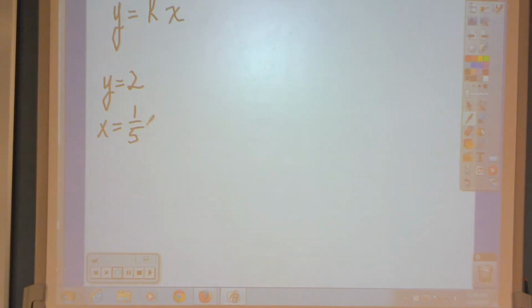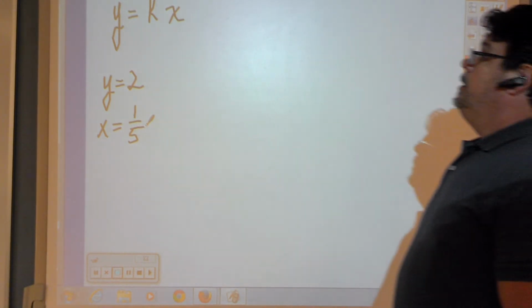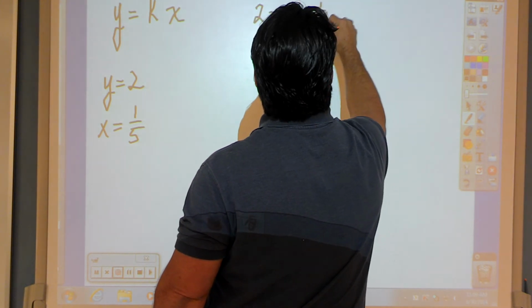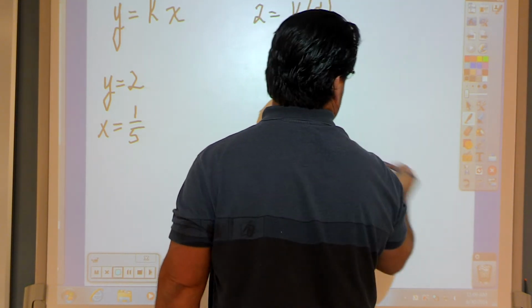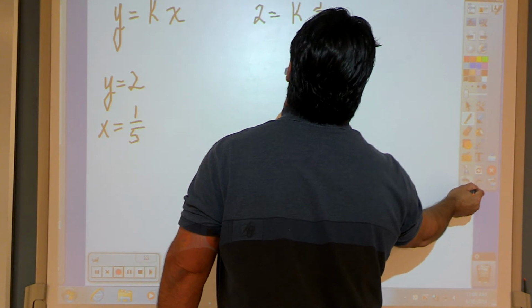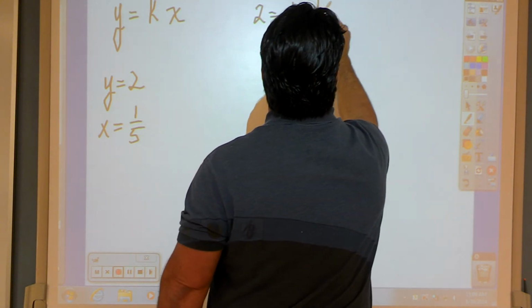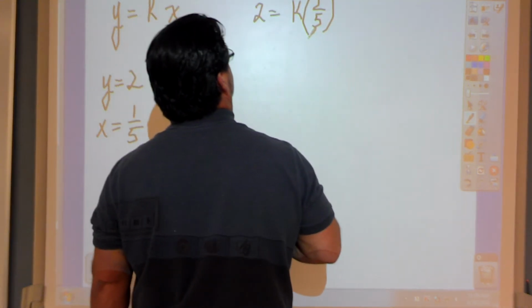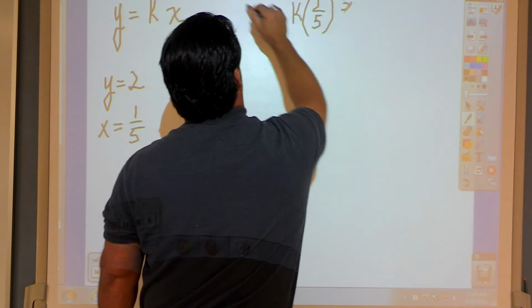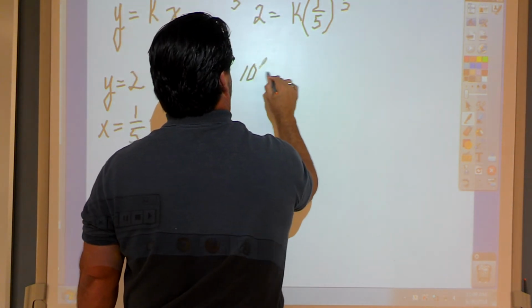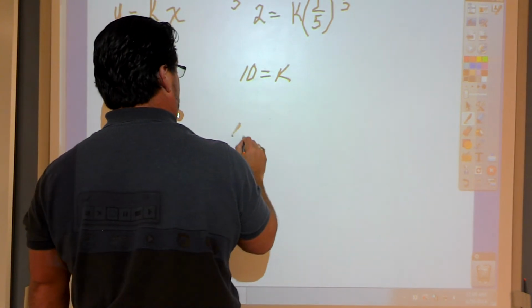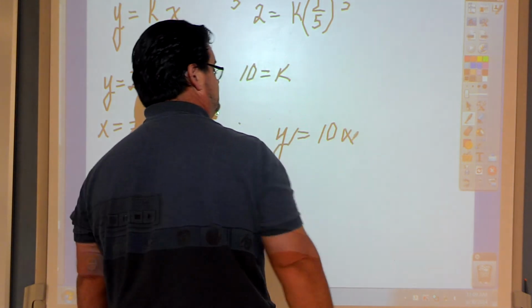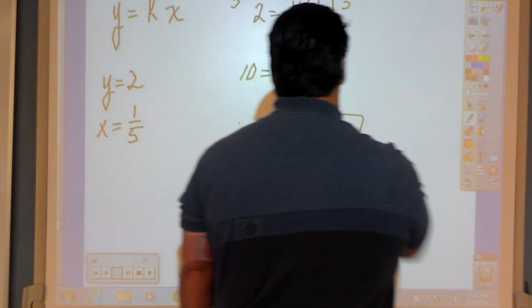Okay, plug and chug. So 2 is equal to k times 1/5. Now what do we do to solve for k? Multiply by 5. We get 10 is equal to k. So therefore, y is equal to 10 times x. And that is your equation.